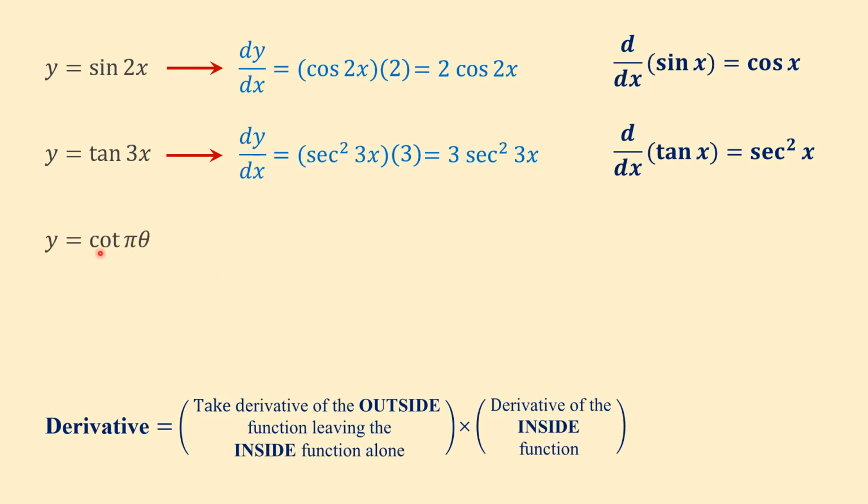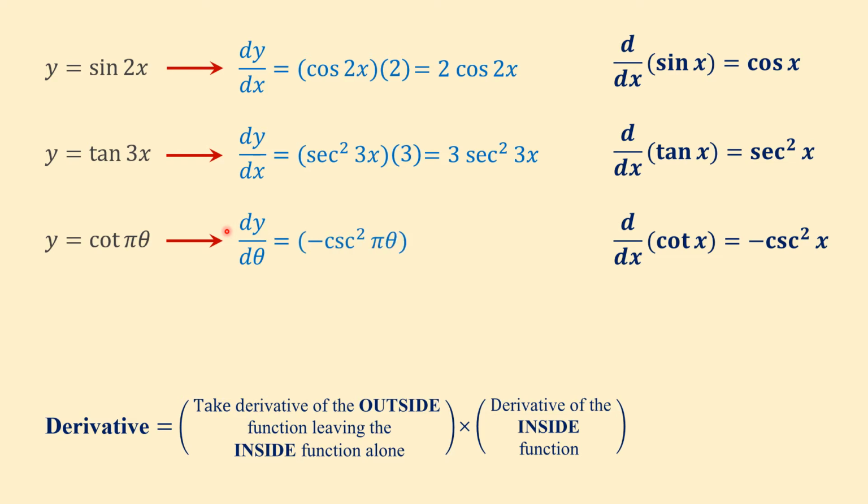Another example. We want to find the derivative of cotangent of pi theta. In this example, cotangent is the outside function and pi theta is the inside function. And remember that derivative of cotangent of x is negative cosecant squared of x. So derivative of cotangent of pi theta is negative cosecant squared of pi theta. Now we should multiply it by derivative of the inside function.